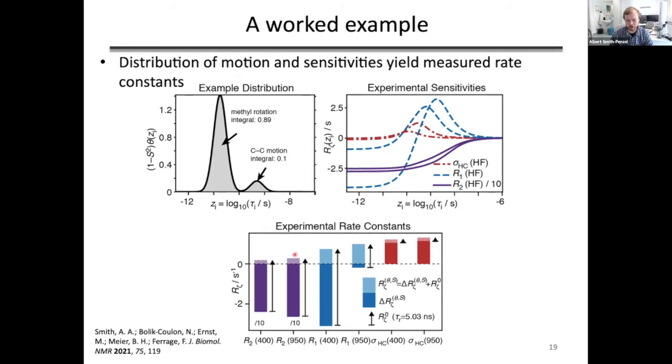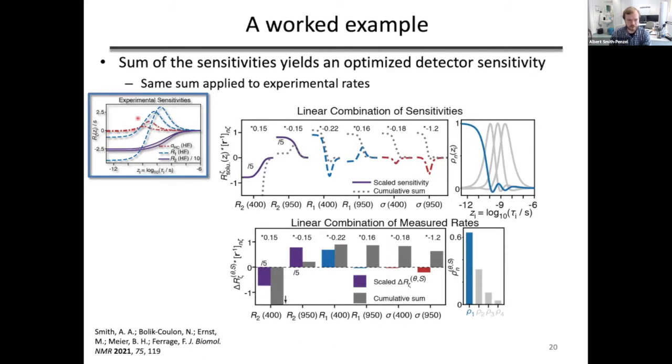The top of the bar is the total relaxation rate constant. The black line is the contribution from the tumbling, and the solid part is the contribution from the internal motion. So what you do with this is you take the contribution from the internal motion, and you take the sensitivities.